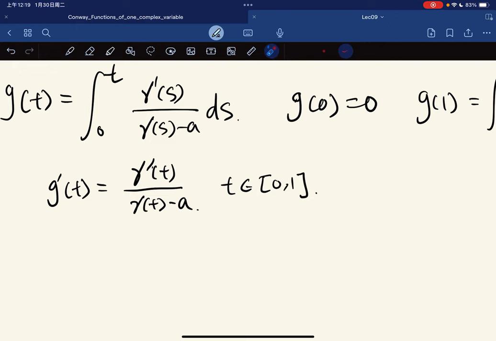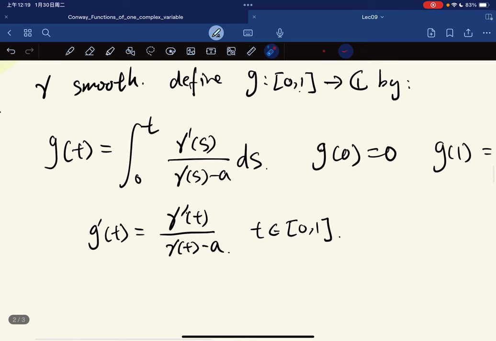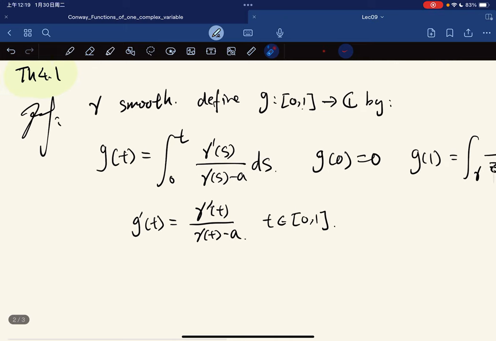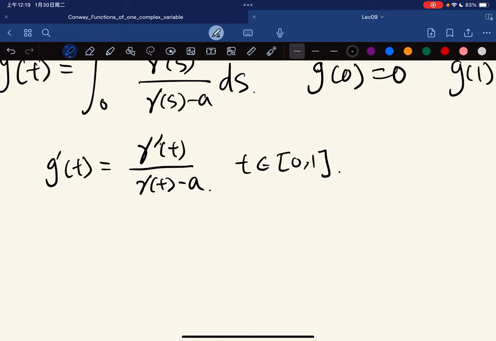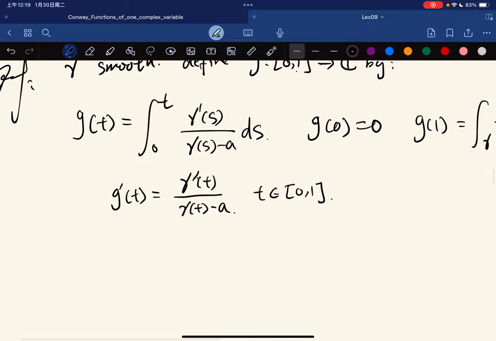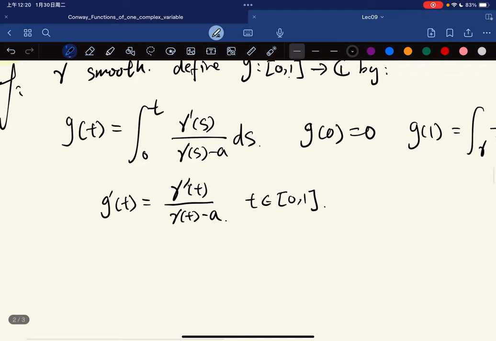Well, why? Because we have our input to be real, and our output is a complex valued function, so we can just prove that it works for both the real and imaginary parts, so we can conclude this also works. Because the text just assumes that you know the complex version of the fundamental theorem of calculus, and I guess this is what it means.